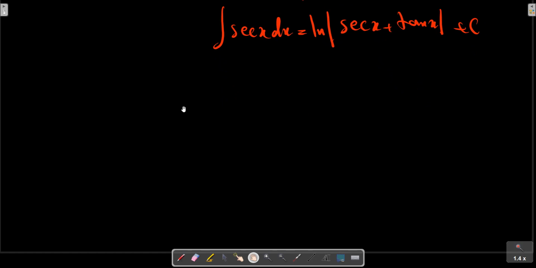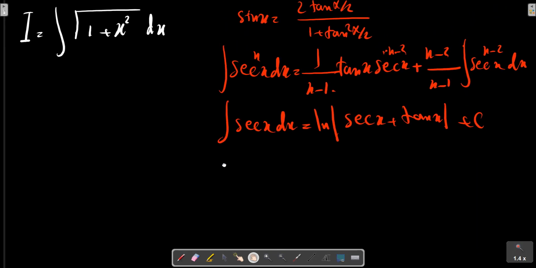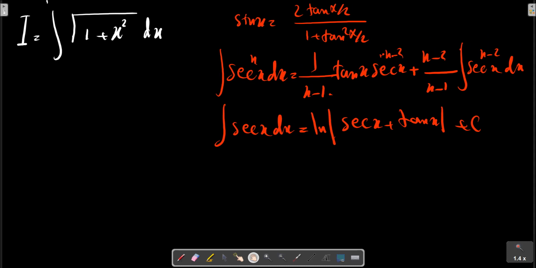At first we choose tangent x as u, tangent u as x, x equals tangent u.